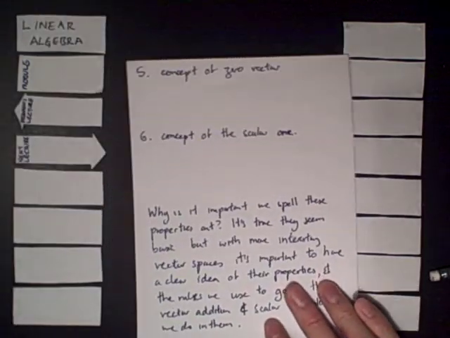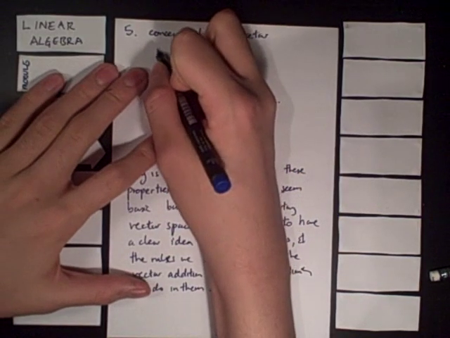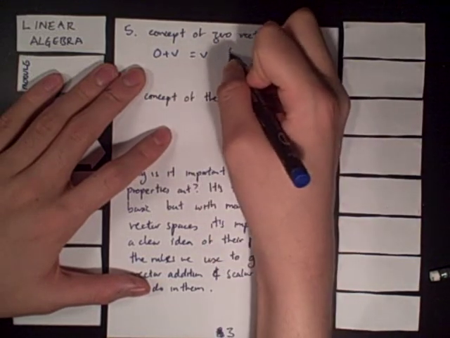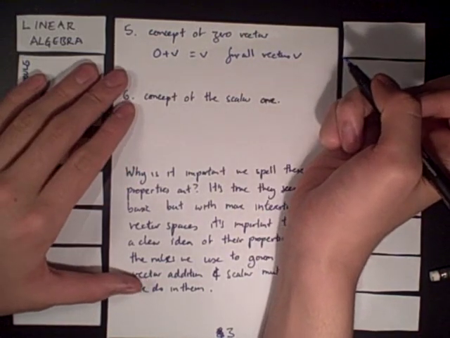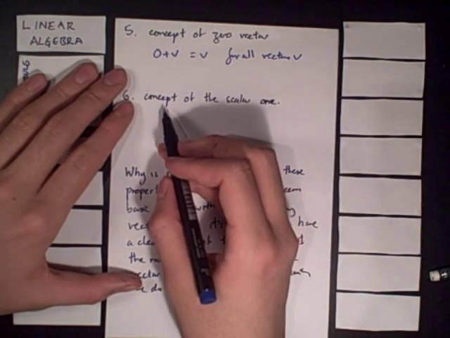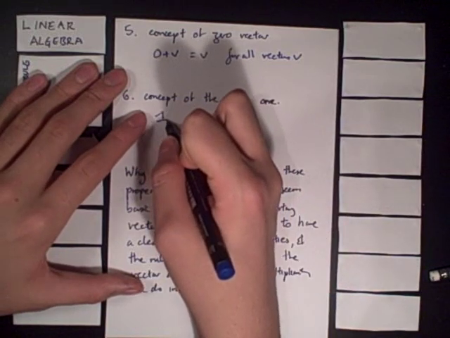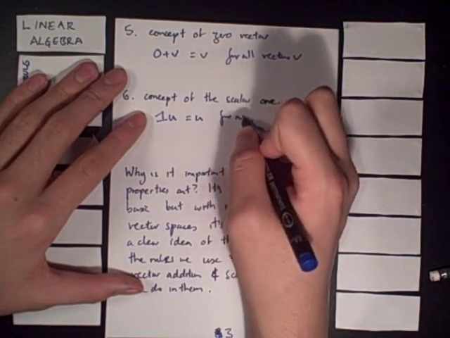Our last two properties relate to, first of all, the zero vector. This has a special property such that 0 plus a vector v is v for all vectors v. The concept of a scalar 1 is such that 1 u is equal to u for all u.